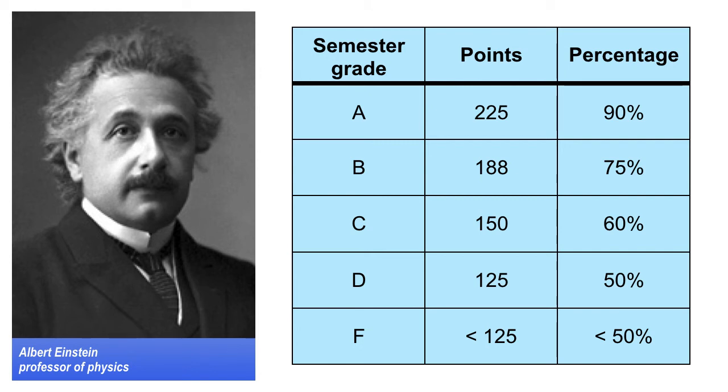Anyways, 188 for a B. 150 points or more, that's a C. 125 points or more, that's a D. 50% of the possible points. Below that is an F. Now, most students in this class are going to score at least a C for the semester.